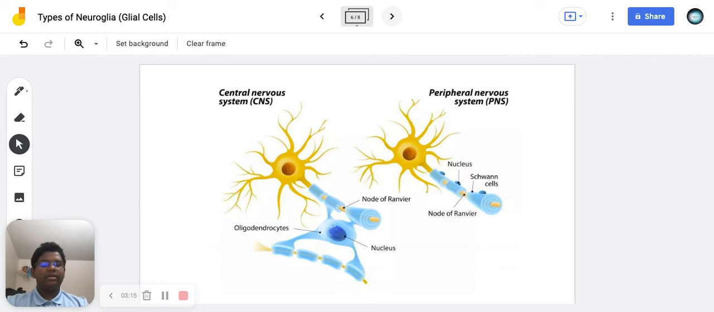Next, radial glia are stem cells that are involved in neurogenesis and neural development. They can give birth to new neurons and also serve as a scaffold along which new neurons can travel from their site of origin to their final destination in the brain.